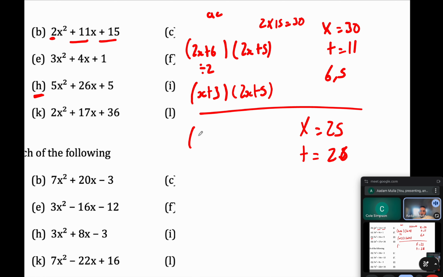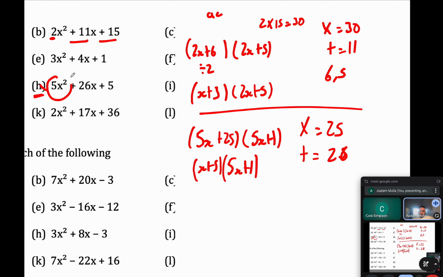So in the first bracket, I put 5x plus 25. In the second bracket, I put 5x plus 1. Can you simplify either of these? The first one, yeah, what would it be? x plus 5. Yeah, good. And the other one just stays the same. And a quick way you could check it, x times 5x gives you 5x squared, and 5 times 1 gives you 5. So that's kind of a quick check of how to do it.